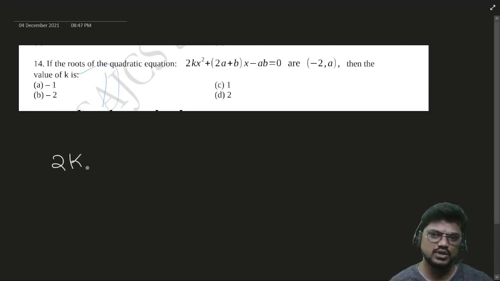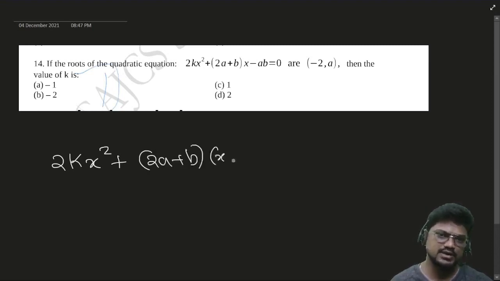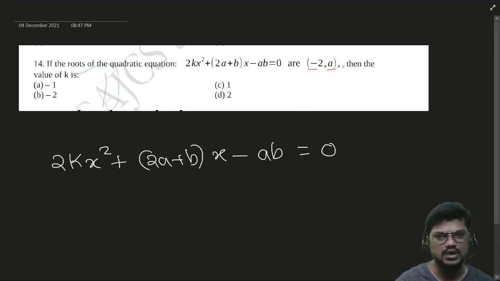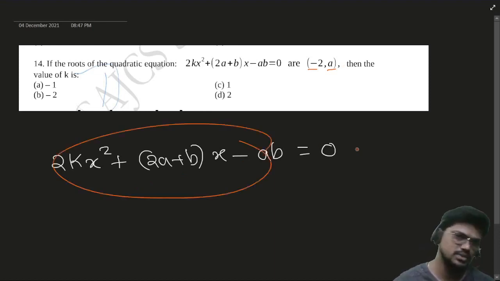The equation is 2kx square plus 2a plus b into x minus ab equals 0. Right? Someone has given the answer, Aditya Verma. Okay, we'll tell whether your answer is right or wrong. If the roots of the equation are minus 2 and a, this means if I put minus 2 in this, the answer should be equal to 0.